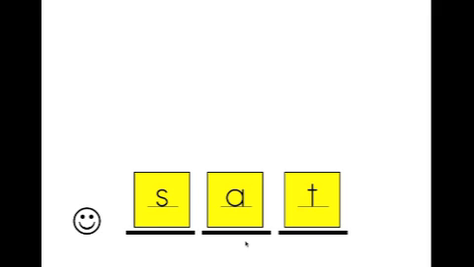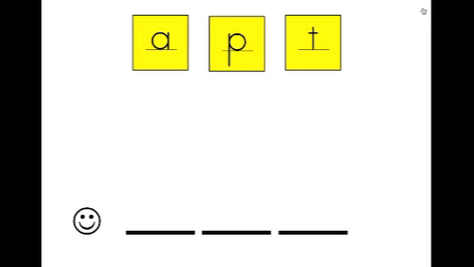Let's tap and say. My turn. Listen. /s/, /a/, /t/, sat. Your turn. And then the student mimics. /s/, /a/, /t/, sat. Great job again. Let's do one more word. For our last word puzzle today, we have to spell the word tap. Tap your finger on your nose. Say tap. This child says tap.